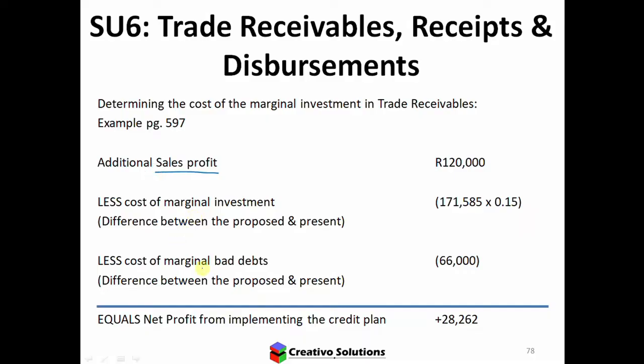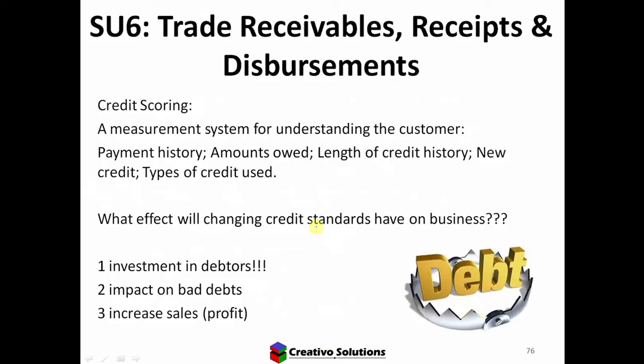Sales, easy to calculate, bad debt, easy to calculate. Don't forget, this one requires these formulas.